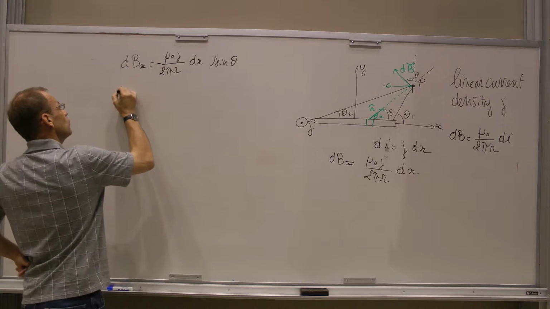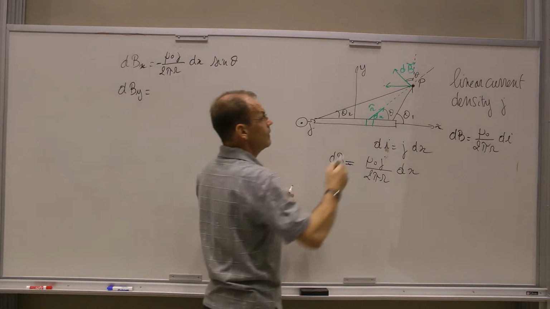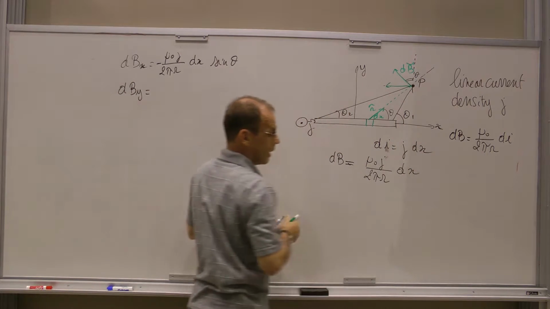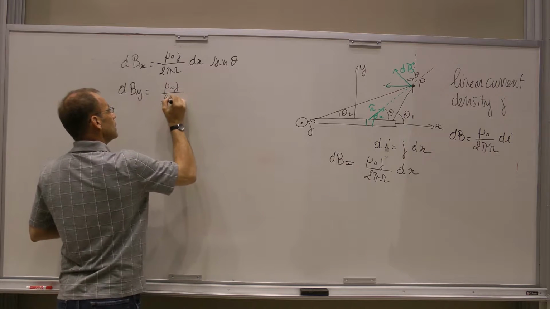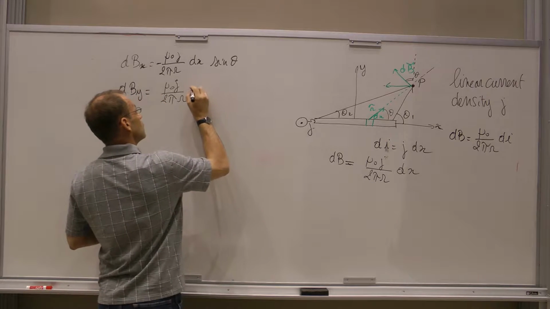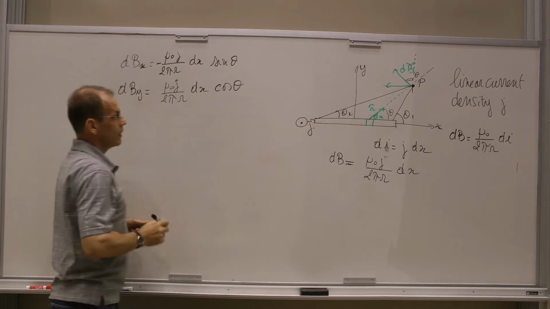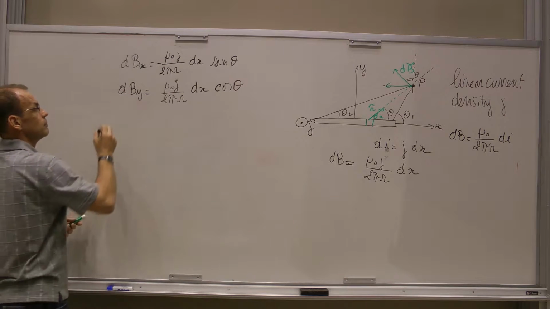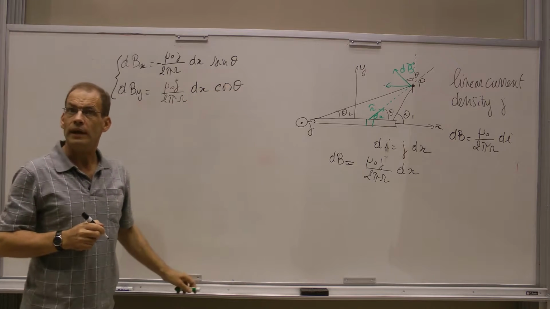And of course, we can also very similarly extract the dBy, the component of dB along the y-axis, and this is going to be simply mu 0 j over 2 pi r, here with a positive sign because it's directed in the positive direction of the y-axis. And now this is the cosine of the angle. So obviously we're going to have to relate dx to the angle.